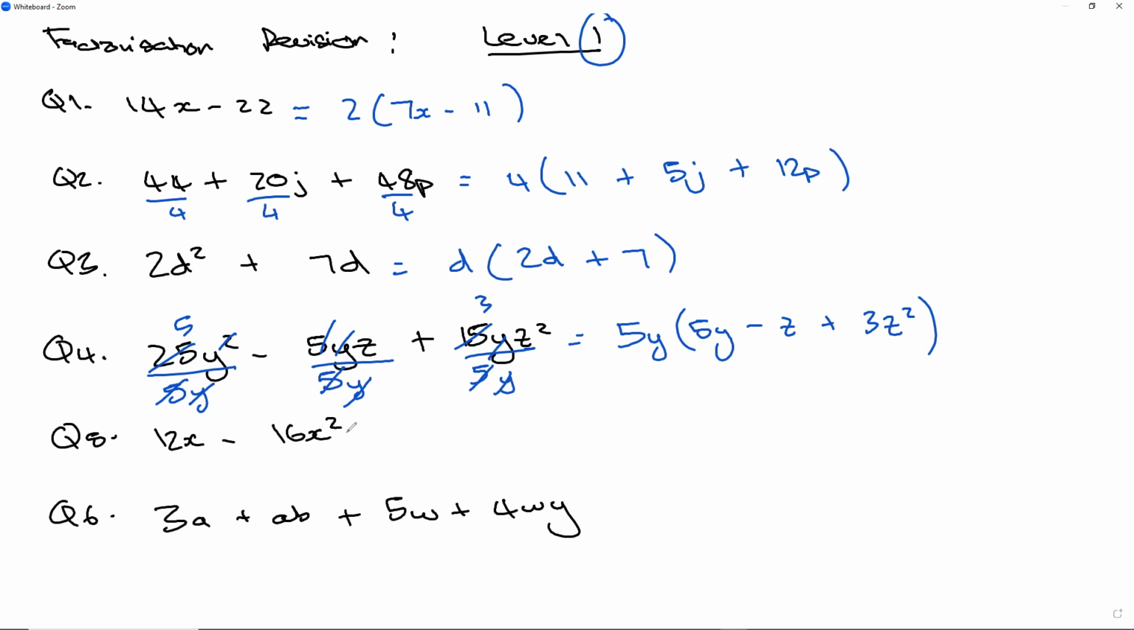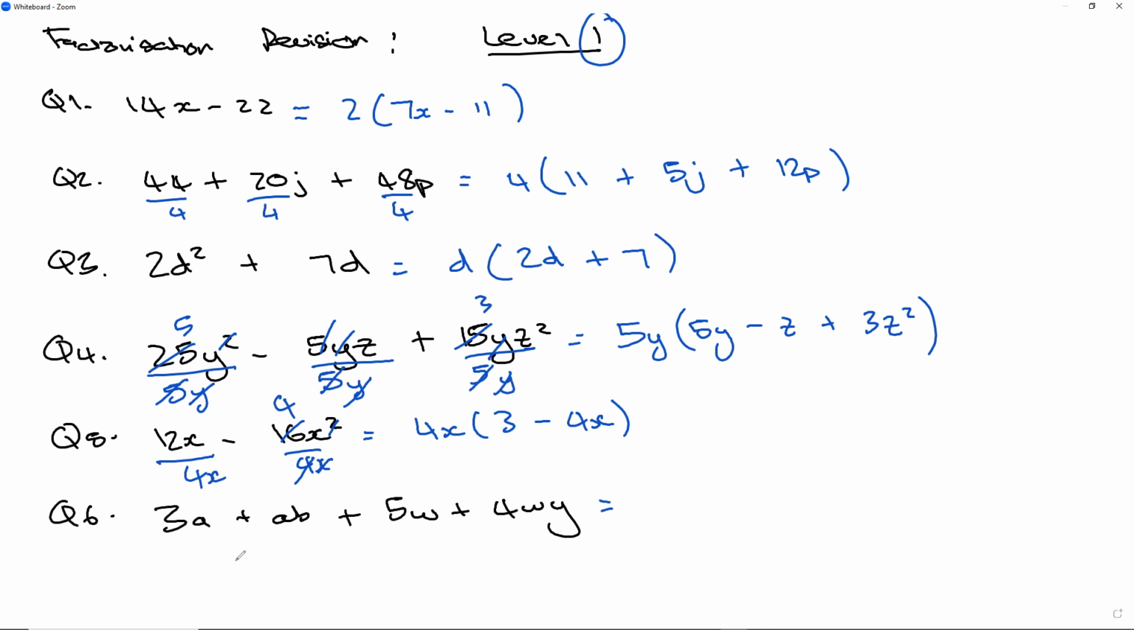12x minus 16x squared. Over here, I can take out a common factor by dividing both by 4 and x. Therefore, I'll be left with 4x on the outside, and that goes into 12x 3 times, minus 16x squared over 4x, which gets you 4x.